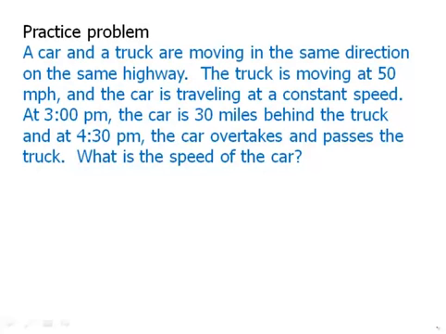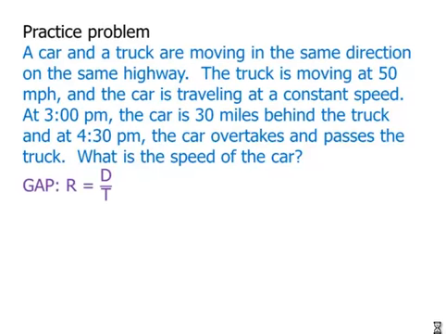So in that time from 3 p.m. to 4:30, which is 1.5 hours, the car closed a 30-mile gap. So we're going to focus on the gap itself, and we can figure out the speed of the gap just by r equals d over t. Of course, the distance is 30, the time is 1.5 hours, divide those and we get 20 miles an hour. That was the speed at which the gap was shrinking, and that would be the difference between the speed of the car and the speed of the truck.